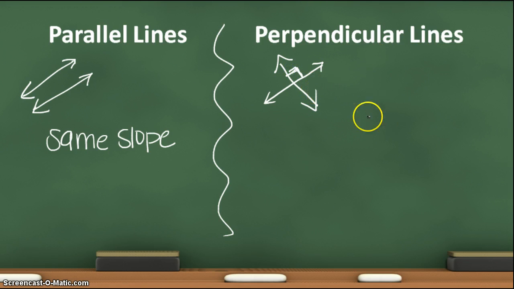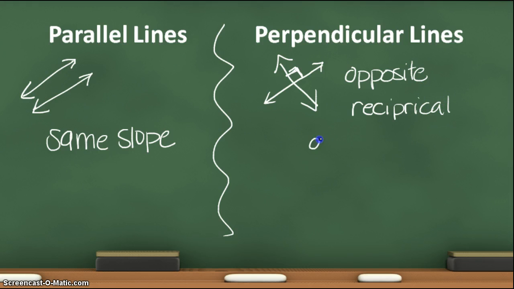For this to happen, they have to have what's called an opposite reciprocal slope. And what that means is that if the slope of one line is a over b, the perpendicular line is going to be negative b over a. So change the sign and flip the fraction. So just two quick examples of that.